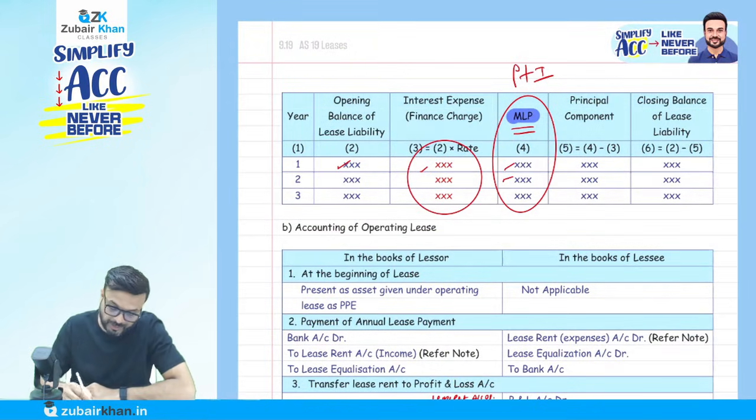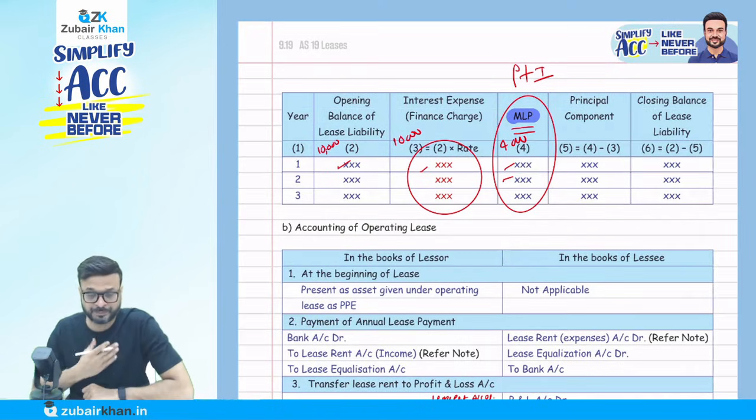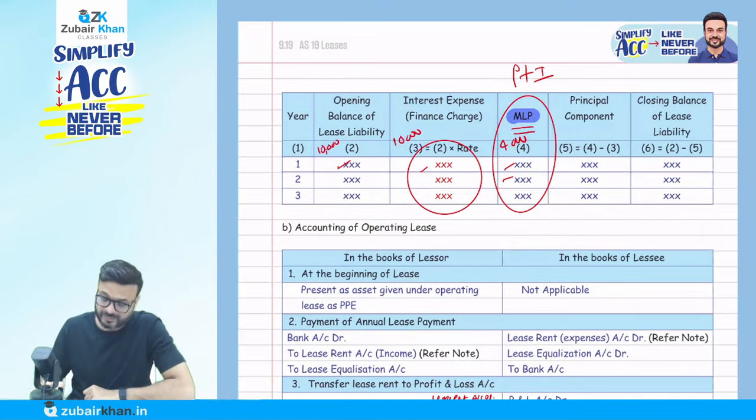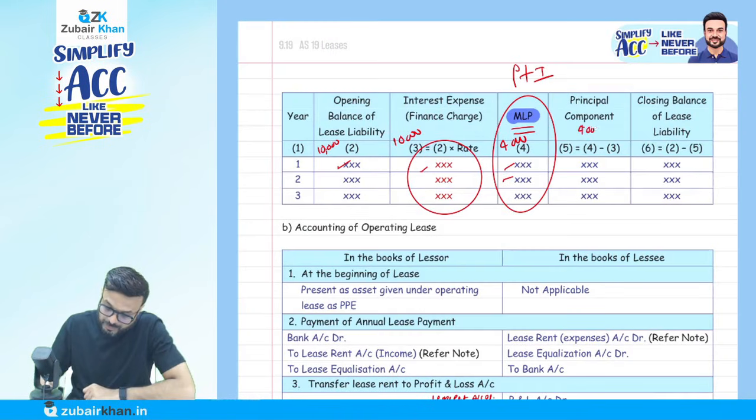Okay, for example, suppose the opening is 10,000, at 10% interest that will come to 1,000. Suppose the minimum lease payment is, let's say, 4,000. Now what is the principal component? I paid 4,000, and the interest component in that is 1,000. So how much is the principal component that we have paid? 3,000. So 10,000 minus 3,000 will come to how much?